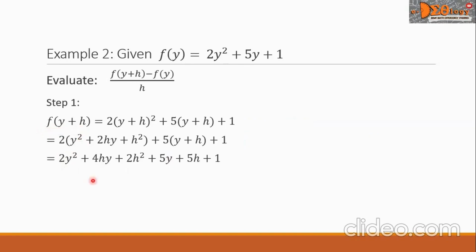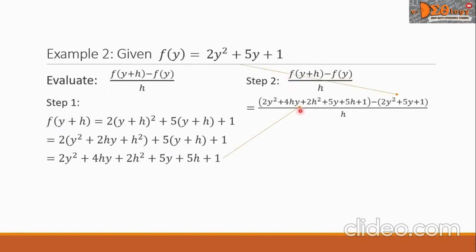Let us go to step 2, and that is evaluate the given problem here. So this is f of y plus h minus f of y all over h. Let us substitute the values. The first function was evaluated in step 1, and then minus the f of y is the given function here. So we copy it here, then all over the h.